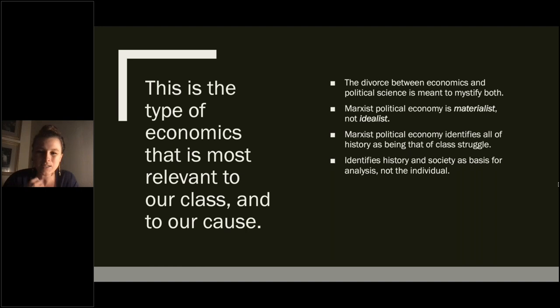It identifies history and society as the basis for analysis and not necessarily the individual. So especially in neoclassical economics or neoliberal economics, you're going to find a lot written about the individual and what the individual thinks and how the individual is going to react to a certain kind of situation.